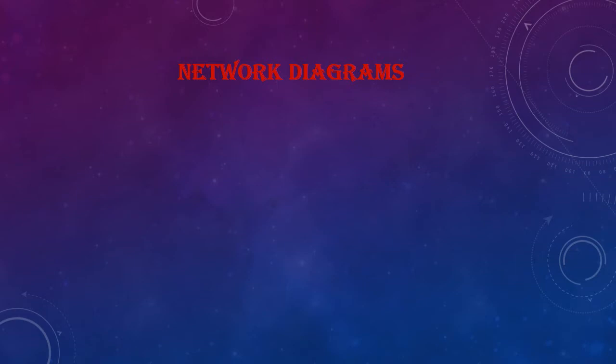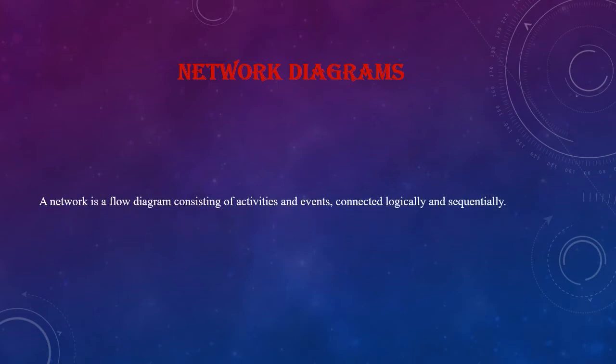What is a network diagram? A network is a flow diagram consisting of activities and events connected logically and sequentially. That is, a network diagram consists of a sequential or logical arrangement of activities. The activities which are connected in a logical manner give a network diagram. So it is a technique used to represent the activities in a sequential order.